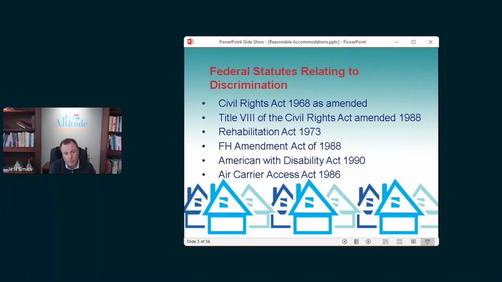So the things that come up the most are the Civil Rights Act, the Civil Rights Act as amended, the Rehabilitation Act, the Fair Housing Amendments Act, that's the FHA, the ADA, which oftentimes gets confused by homeowners with the FHA, and then you have the Air Carrier Access Act, which doesn't really come up with us very often, but leads to some kind of interesting situations.